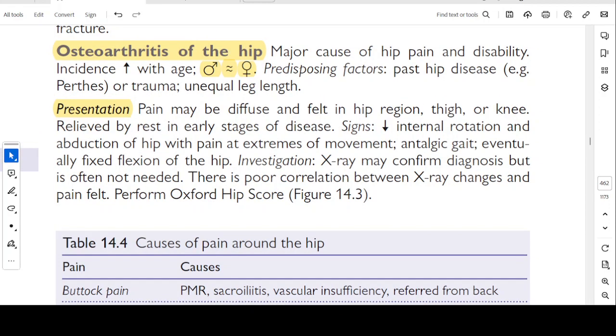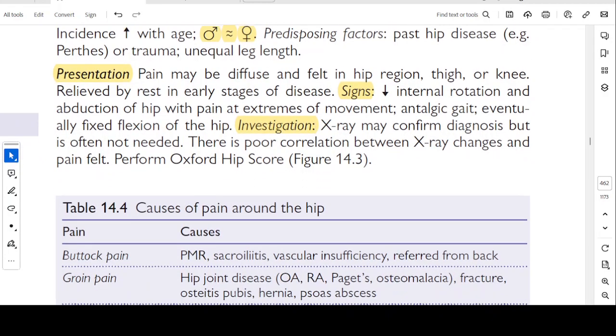So the presentation in osteoarthritis: pain may be diffuse, felt in the hip region, thigh region or knee region, relieved by rest at early stages. Signs which we can elicit are reduction in internal rotation and abduction of the hip with pain at extremes of movement. Antalgic gait, eventually fixed flexion of the hip. Antalgic means painful gait.